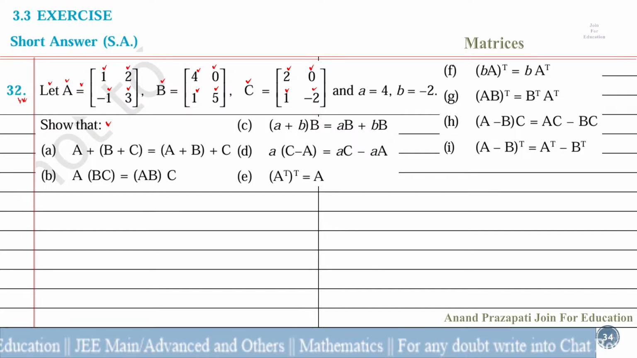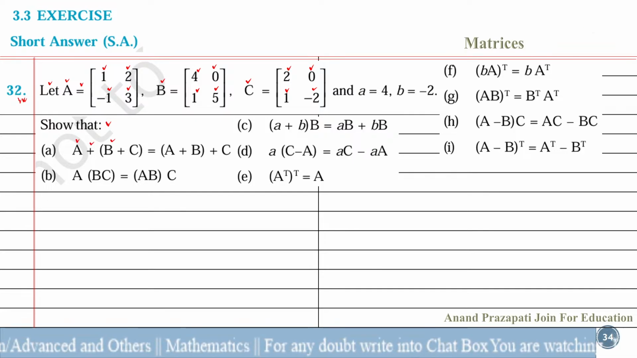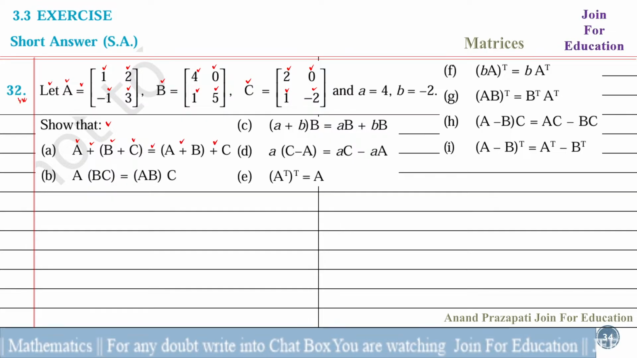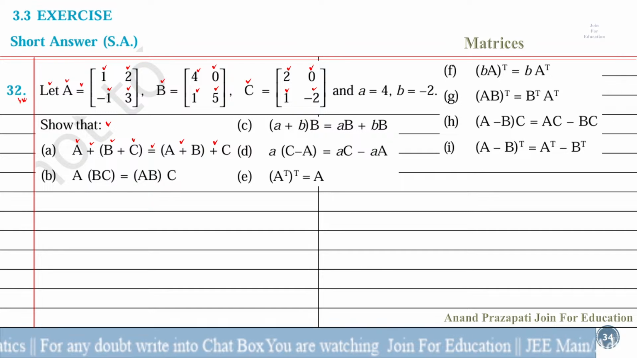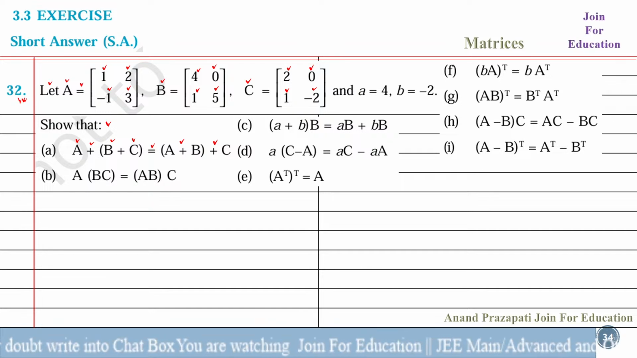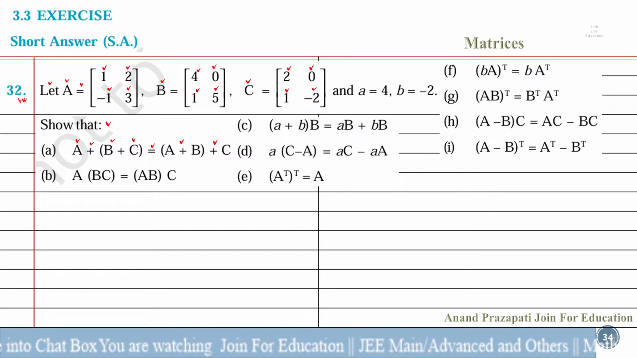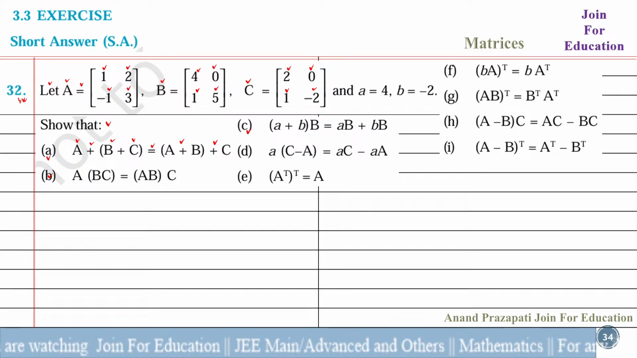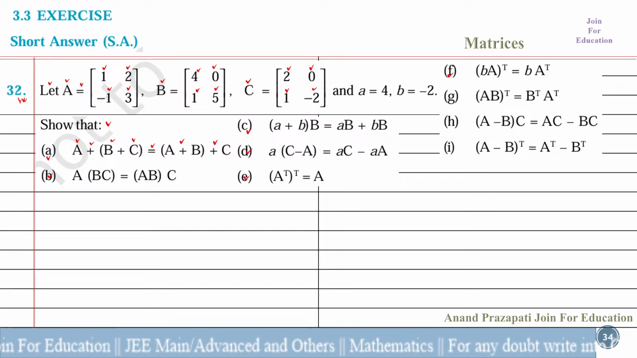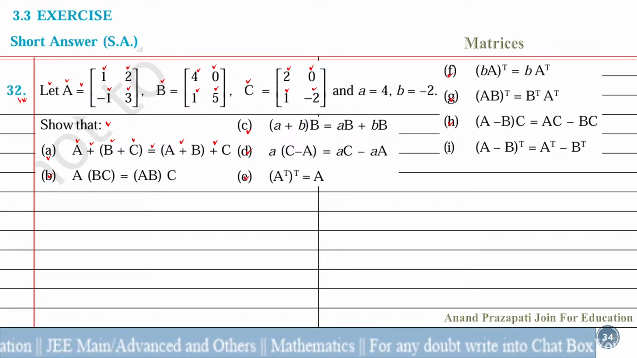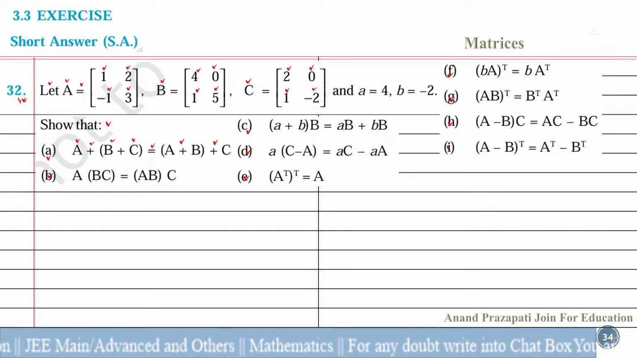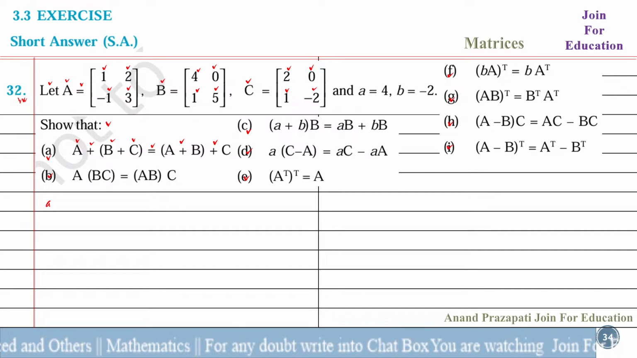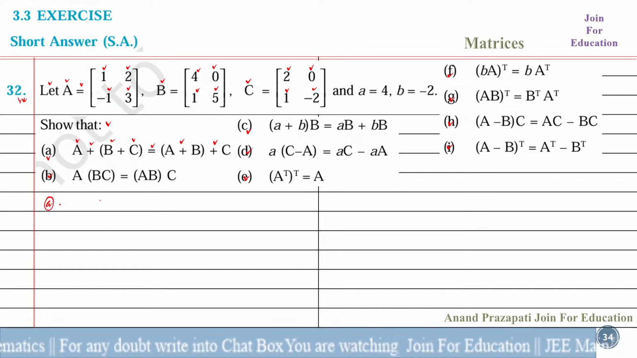A plus (B plus C) equal to (A plus B) plus C, and question 32 has the following parts: A, B, C, D, E, F, G, H and I. Let's see A. So first of all we find out B plus C.